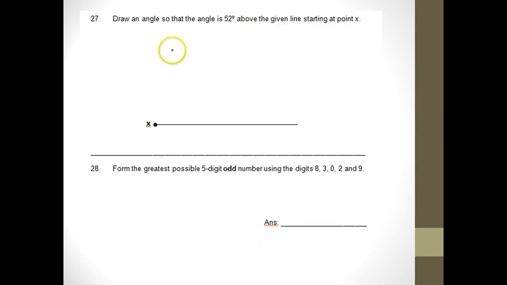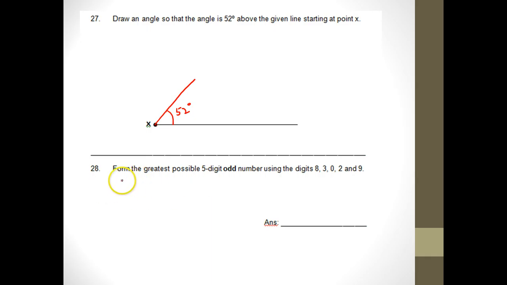Question 27, you need to draw an angle. You need to put the protractor at the point here, and your angle should be less than 90. So your angle should be around here. Okay, so this should be the angle, and you have to measure and make sure that it's 52 degrees.